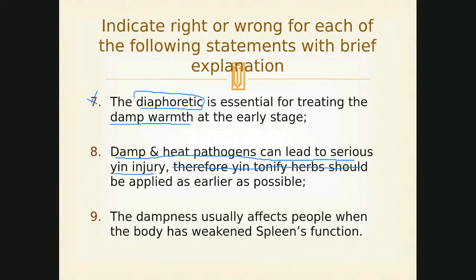The reason is that most yin tonifying herbs are cloying in nature and can cause much poorer digestive function as a result, and damp already constrains or causes some level of abnormality in the transformation and transportation function of the spleen. So applying yin tonifiers at the early stage is not suitable. Diaphoretics and yin tonifiers should not be used in the early stage. Thank you very much. Number 9, dampness usually affects people when the body has weakened spleen qi.